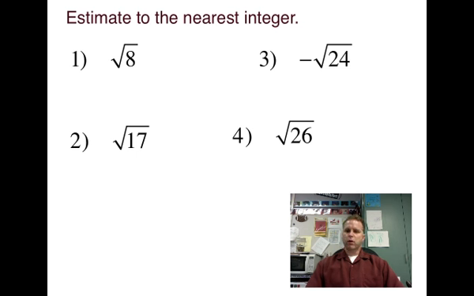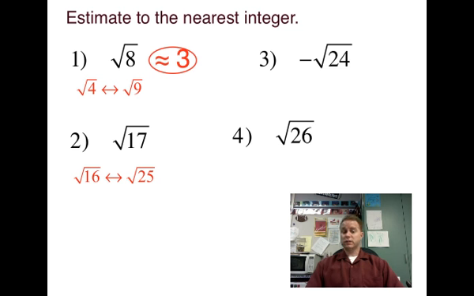All right, number 1, square root of 8 is between the square root of 4 and the square root of 9. So it would be approximately the square root of 3. Number 2, square root of 17 is between the square root of 16 and the square root of 25. Those are both perfect squares, and we would say that's approximately 4.